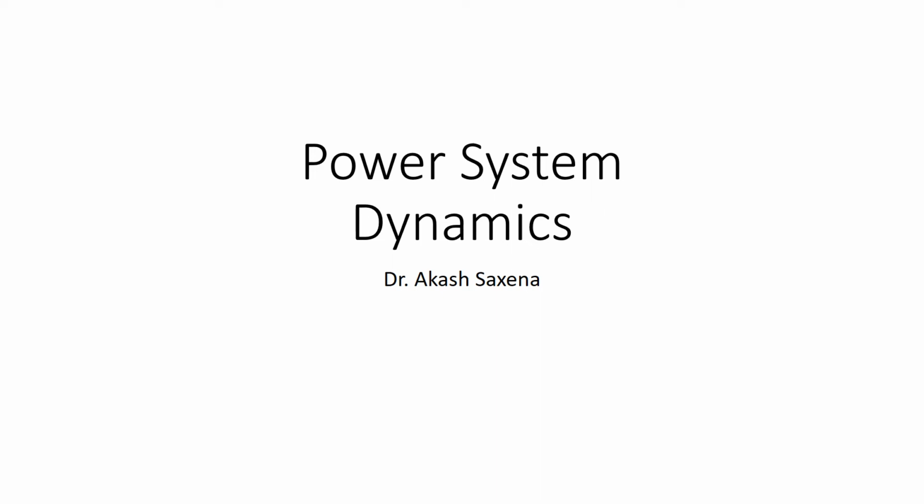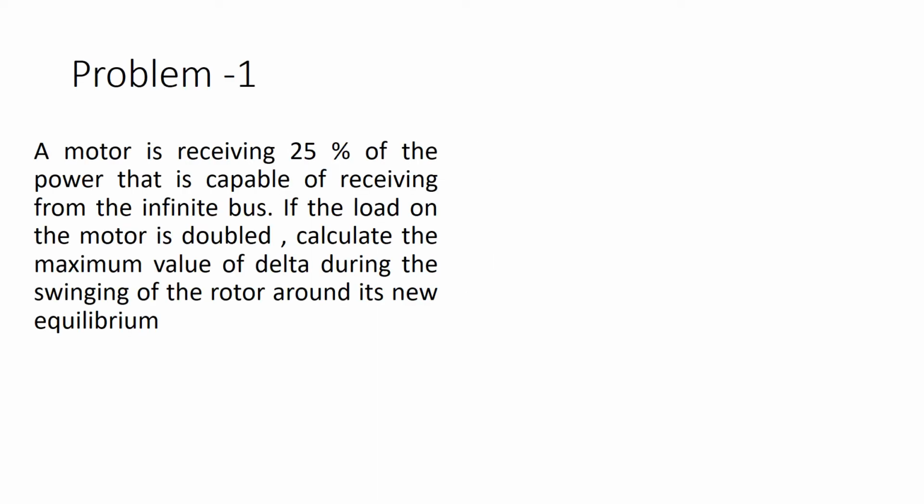Good morning, everyone. Today we will discuss and revise some basic concepts of power system dynamics by solving some important numericals. Consider this problem: a motor is receiving 25% of the power that it is capable of receiving from the infinite bus. When the load on the motor is doubled, calculate the maximum value of delta during the swinging of the rotor around its new equilibrium. It is a very common problem and it is asked in the university examination also.